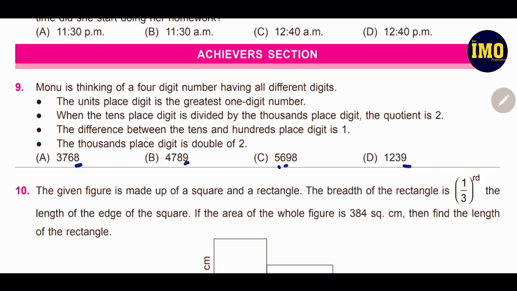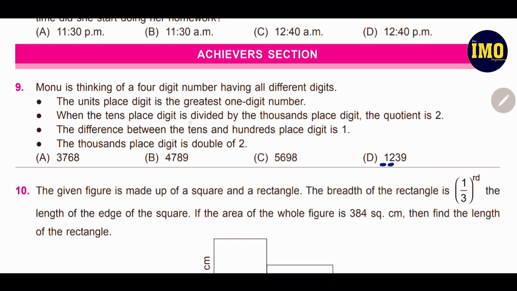The quotient is 2. Tens place is this one, thousand place is this one. Not possible in case tens place is this one, and thousand place is this one. Wait, I made something wrong. Again: tens place is this one, thousand place is this one.